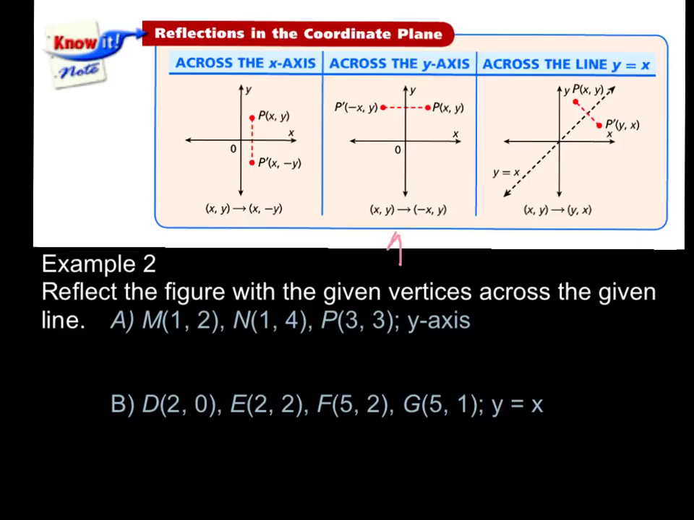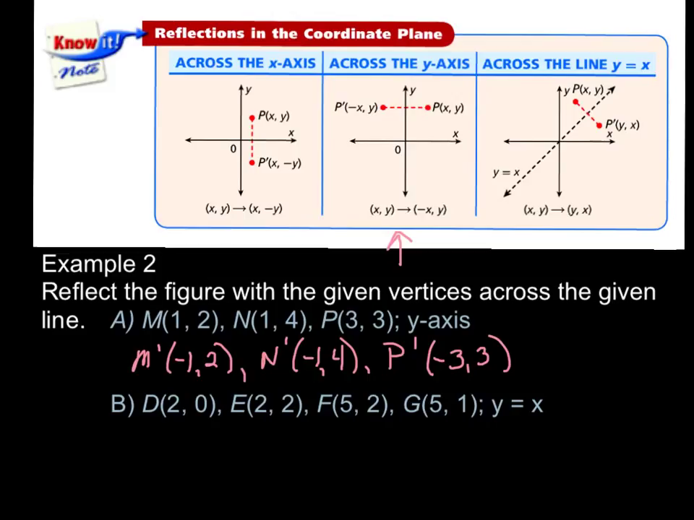So if we use the chart for across the y-axis, all it says to do is take the opposite of the x value. That's it. So M prime, if we take the opposite of 1, would become (-1, 2). N would become N prime, and the ordered pair there would be (-1, 4). And P becomes P prime, and that would become (-3, 3). That's it. Part B, we're going to reflect the quadrilateral DEFG, which actually is a trapezoid.